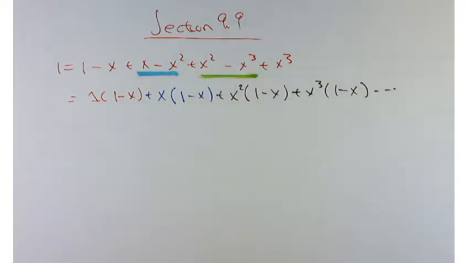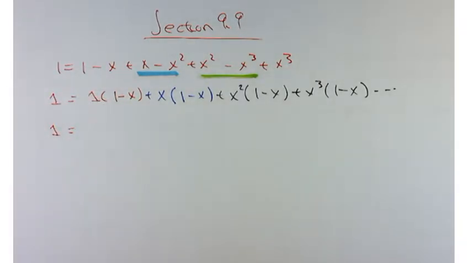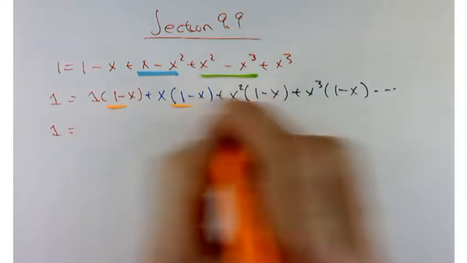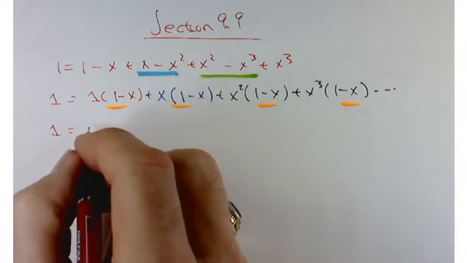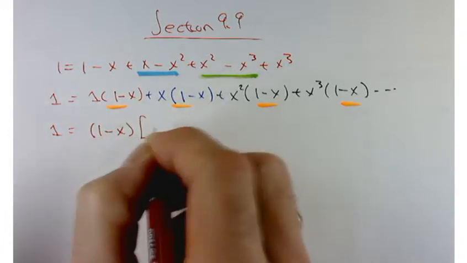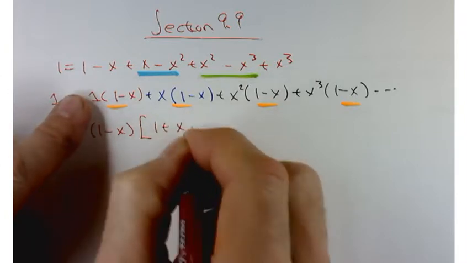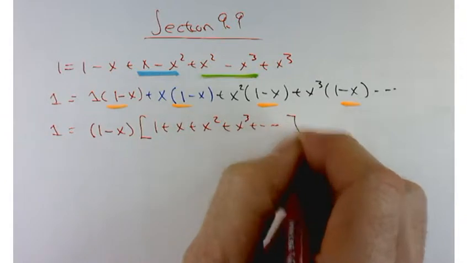Now, keep in mind that's still equal to 1 on the left-hand side. And what I'm going to do is factor out that GCF. So, just a quick way to establish an identity that I want to use. It's going to be 1 minus x times 1 plus x plus x squared plus x cubed, and so on.